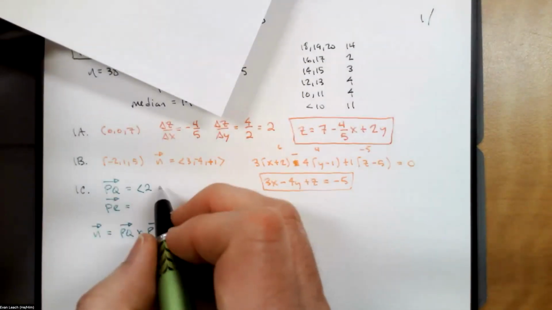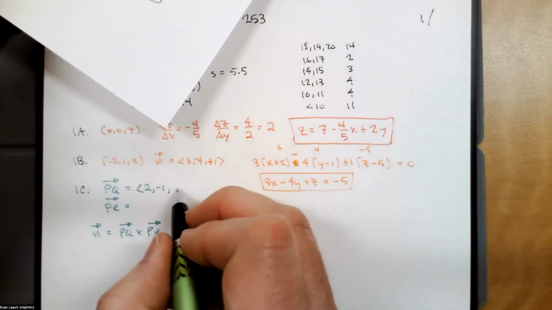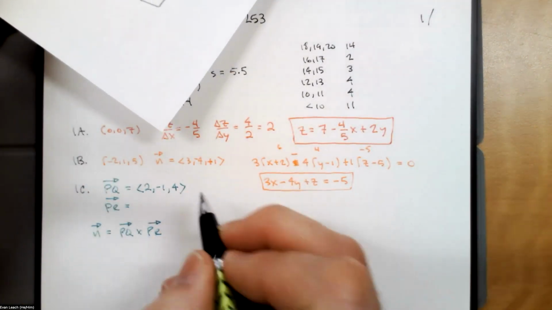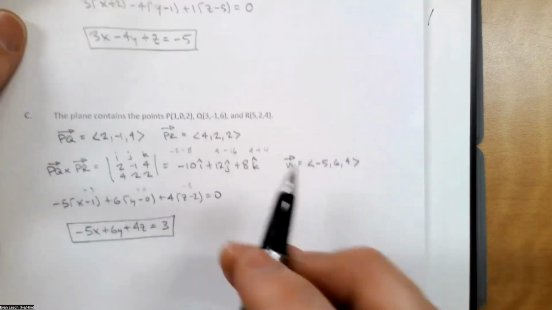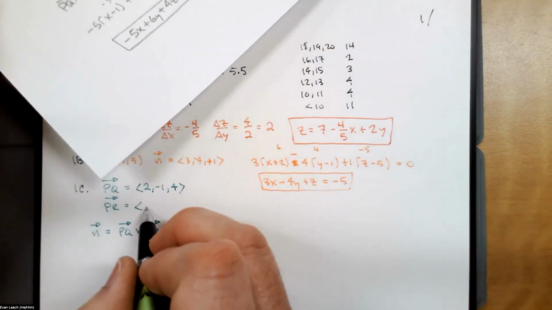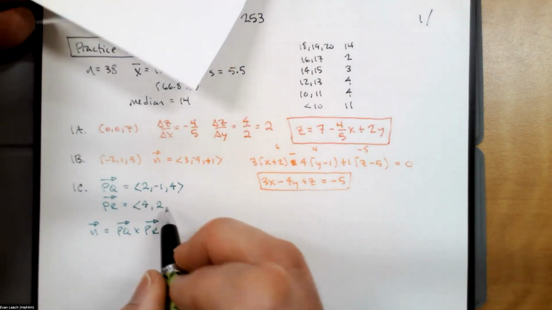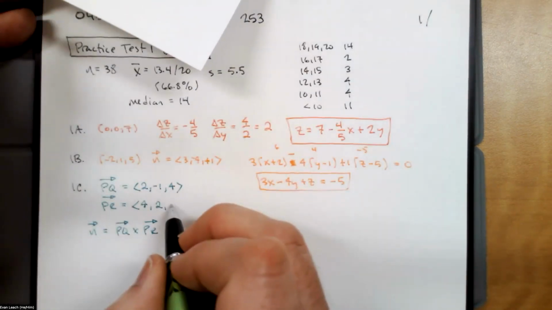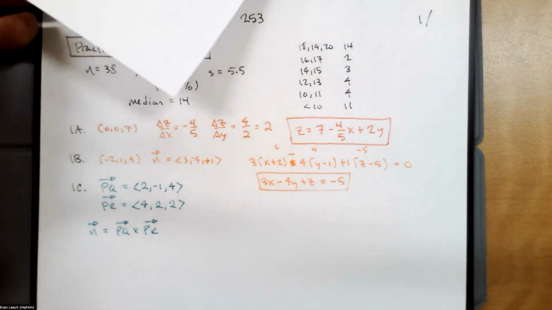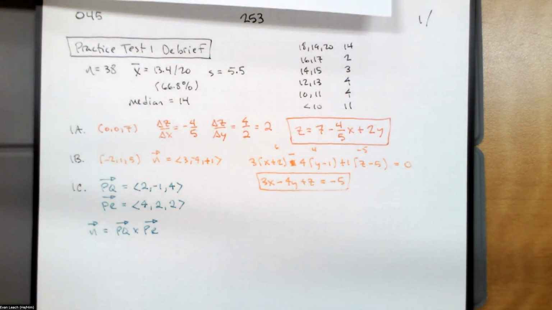-1 minus 0 is -1. And 6 minus 2 is 4. And then the PR component, I just do 5 minus 1 is 4. 2 minus 0 is 2. 4 minus 2 is 2. We just subtract components to find the components. Subtract coordinates, find the components.